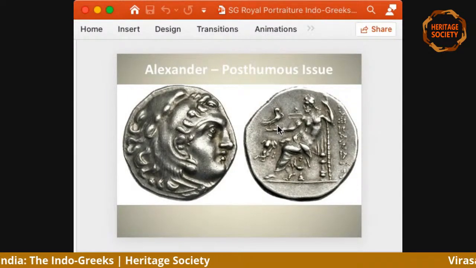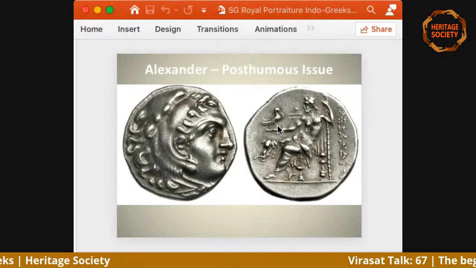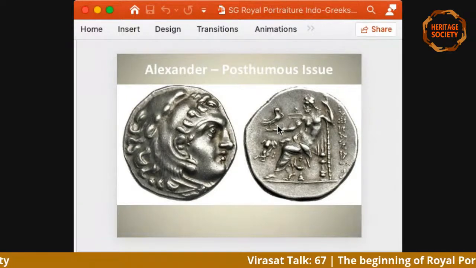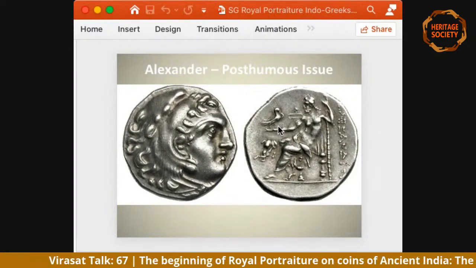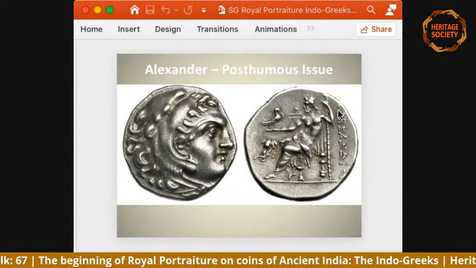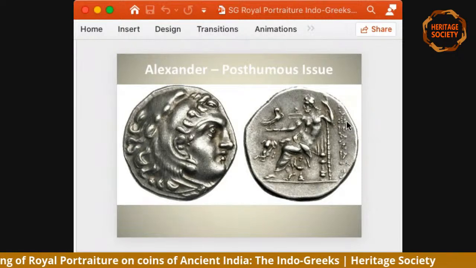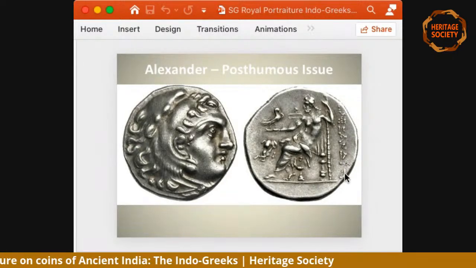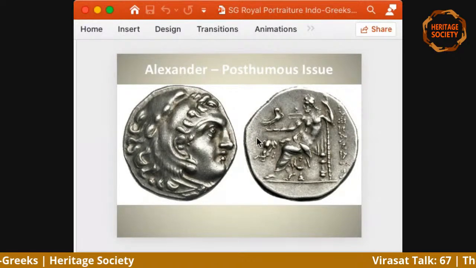This is another important coin. The obverse is similar to what we have seen before. The reverse is also similar, but the only difference is that here it bears the name of Alexander in the Greek legend. And why it is associated with India is this elephant.